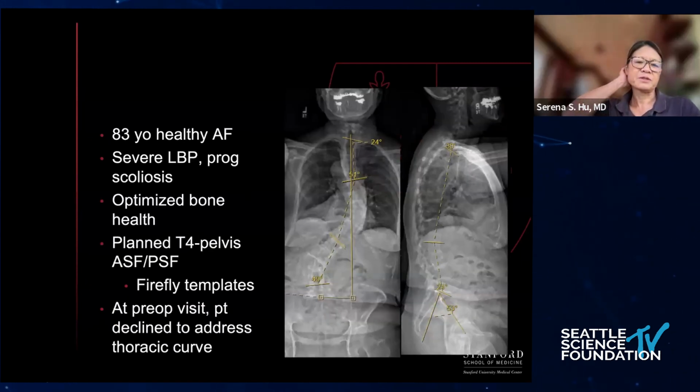Here's an 83-year-old healthy Asian female, another shorter fusion than you might consider, with severe low back pain and progressive scoliosis. We optimized her bone health and planned for a T4 to the pelvis fusion. I think most people would agree with a fairly extensive fusion for her. And then at the pre-op visit several days before, she said, "Do you really have to do this upper curve? It doesn't bother me." And so we kind of regrouped and we talked about the risks of progression.